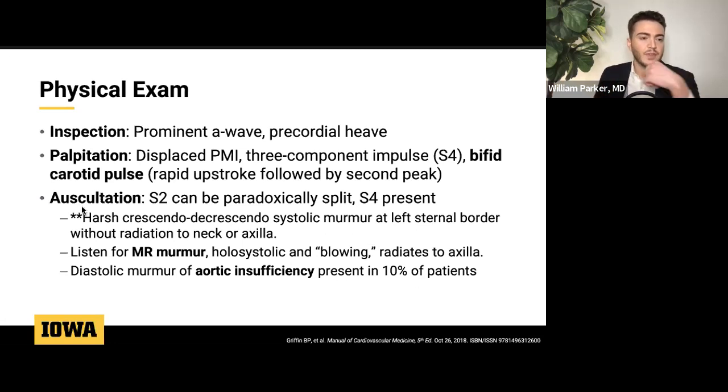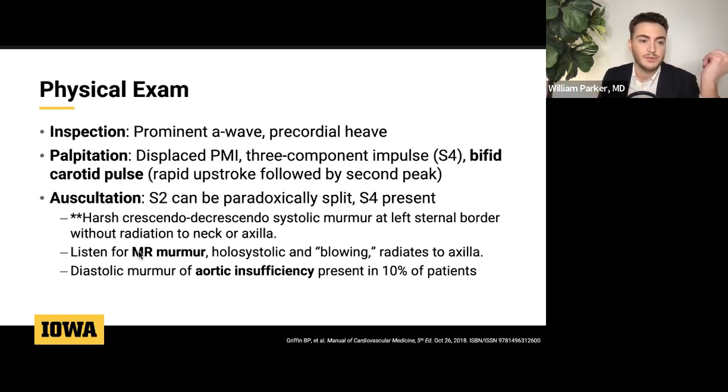And on auscultation, as I mentioned, you can hear that S4. You can also hear an S2 that is paradoxically split from prolonged ejection time in patients with severe outflow tract obstruction. This murmur I'll talk about more on the next slide, but the murmur of the LV outflow tract obstruction is not the only one you should be listening for.